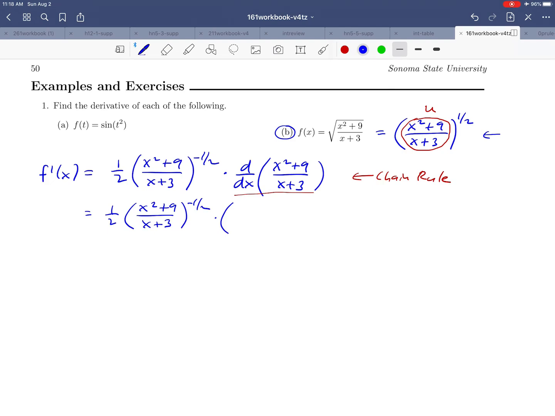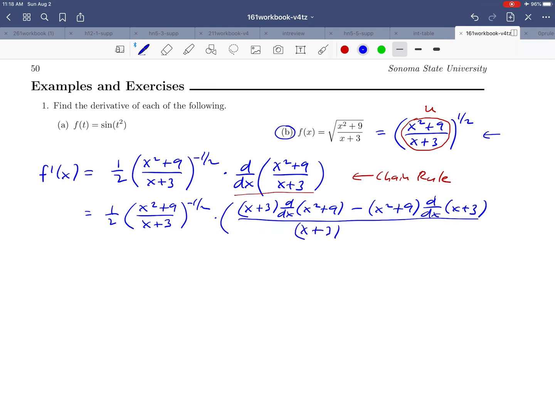If we go through the pieces, we're going to get low d high minus high d low all over low squared. And looking at what we've got now, we've got a couple more derivatives to take. These underlined pieces, we need to take those two derivatives, and if we can do that, we're done with the problem. So we'll rewrite the first part: 1/2 x squared plus 9 over x plus 3 to the negative 1/2.